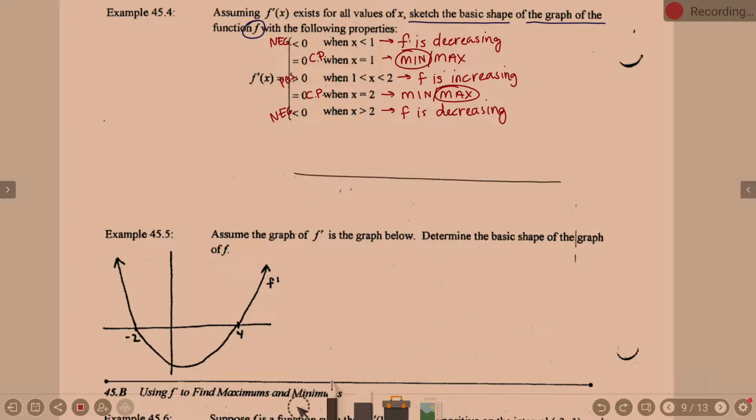Ooh, I don't like that line. Try again. That's a little better. Let's see, what x values do I need? I really only need x values 1 and 2, don't I?